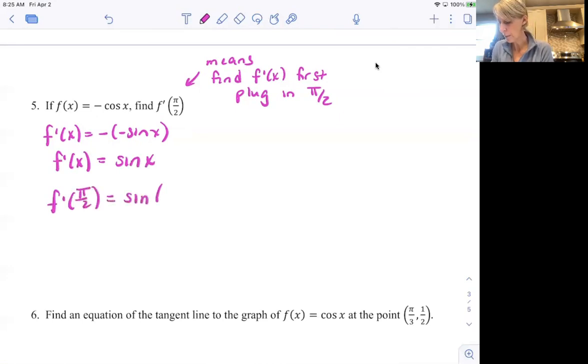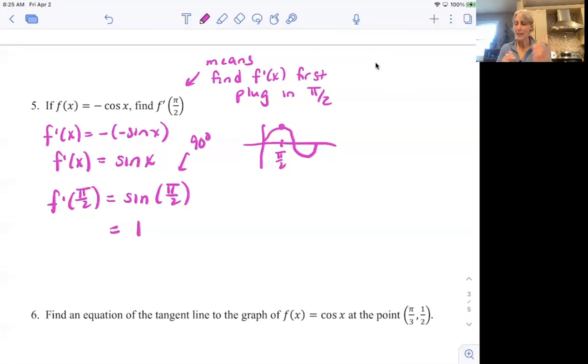The sine of pi over 2. Now this is 90 degrees. So the sine of pi over 2, if you think about your sine curve, is 1.